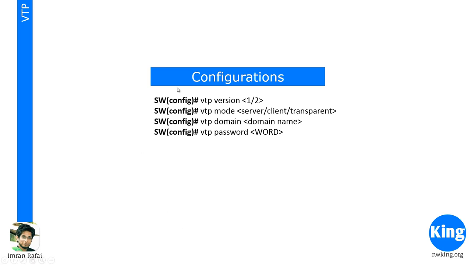So the next topic, these are the things: VTP configuration, VTP version number 1 or 2, VTP mode, server, client, or transparent. Like I said, if you put it in transparent mode, it is not going to update its own VLAN database, but it is going to pass those advertisements to the neighboring devices. VTP domain name, set a domain name. VTP password, just put a password.